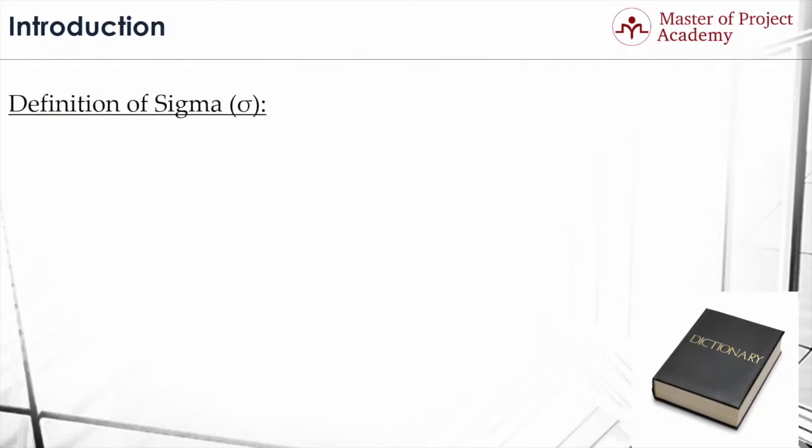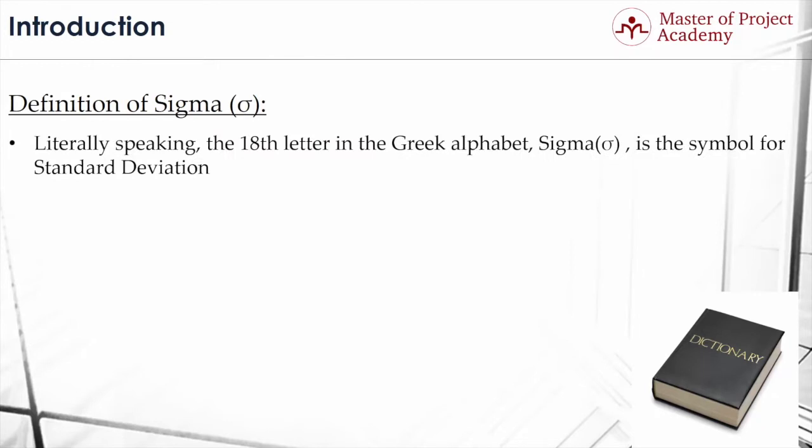Definition of Sigma. Literally speaking, the 18th letter in the Greek alphabet, sigma, is the symbol for standard deviation. The standard deviation is a measure of how spread out numbers are. In other words, it is one of the measures of dispersion, or you can call it variation.